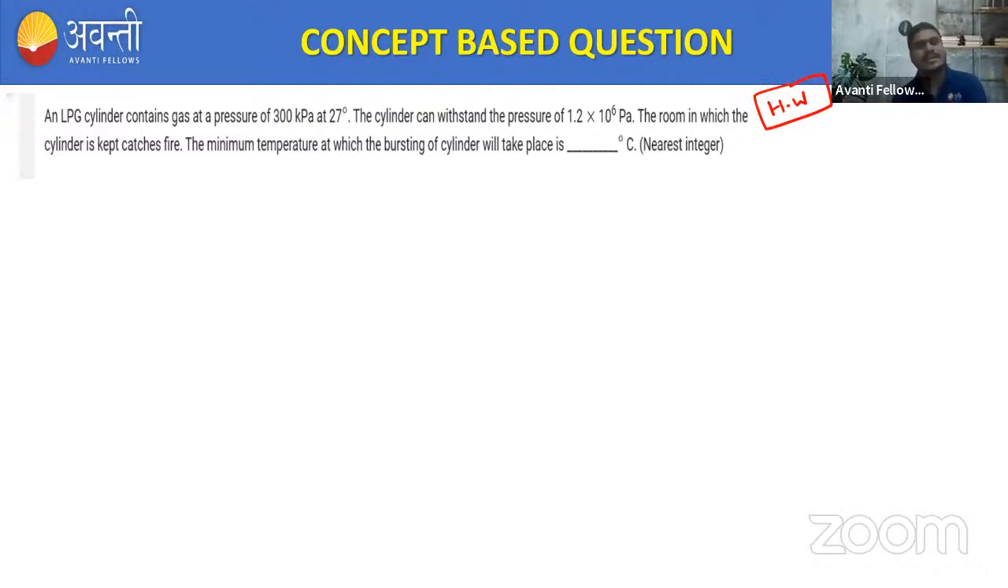An LPG cylinder contains gas at the pressure of 300 kilopascal at 27 degrees Celsius. The cylinder can withstand the pressure of 1.2 into 10 to the power 6 pascal.